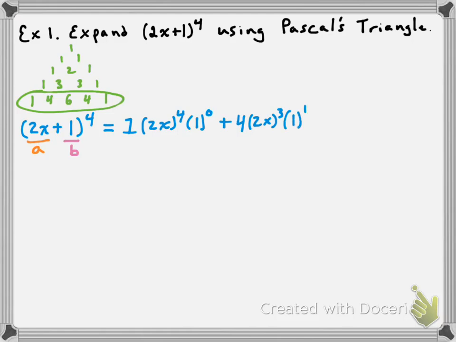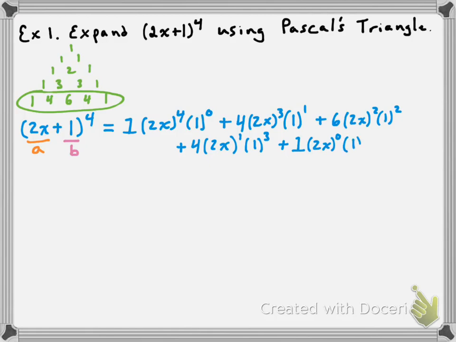Okay, so according to Pascal's triangle, the next coefficient we're going to need is 6. Then we're going to take our a and put it to the power of 2 this time, so that's 2x to the power of 2. And we're going to be multiplying that by our b to the power of 2 in this case as well. Okay, next our coefficient is 4. So we're going to have plus 4 times 2x to the power of 1 times 1 to the power of 3. And then we're going to have our last coefficient, which is plus 1, times 2x to the power of 0, times 1 to the power of 4.